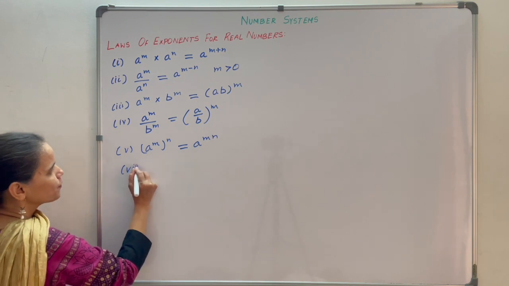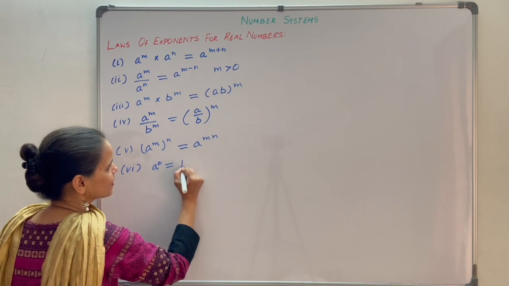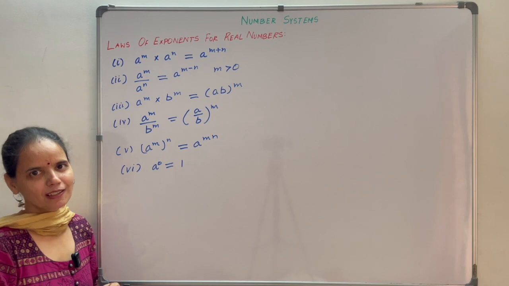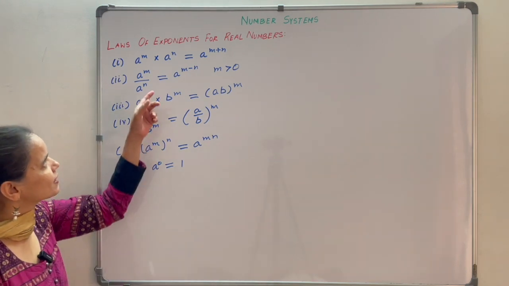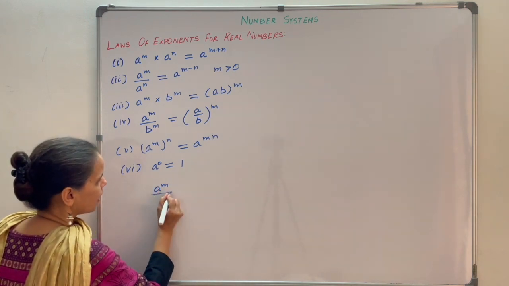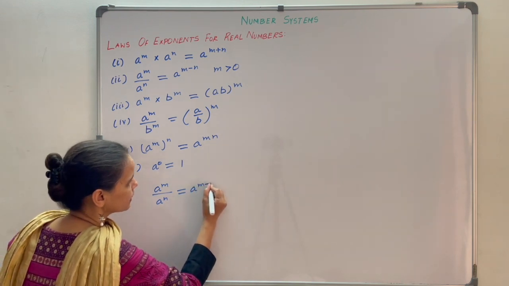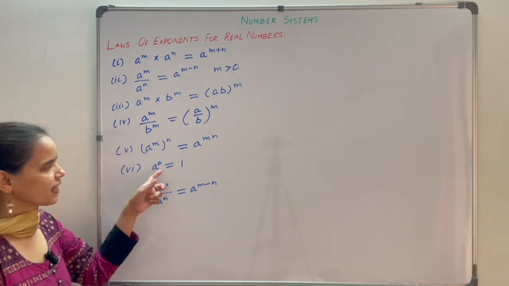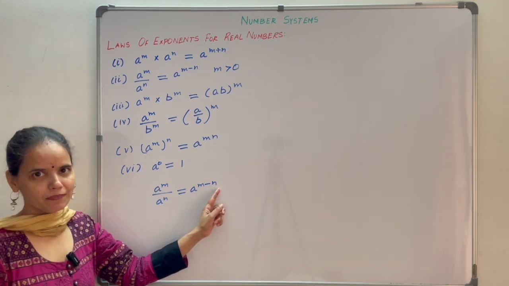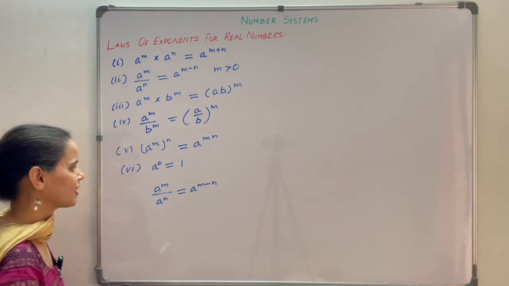If I ask you what is a raised power 0, you know that it is 1. But do you know why any number raised power 0 is 1? Let me explain you with the help of this law. So here we have a raised power m upon a raised power n, that is equal to a raised power m minus n. So you want a raised power 0. So to get that, here if I replace n by m, then we will have m minus m, and that will give you 0.